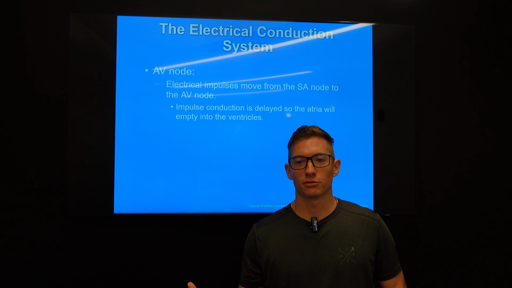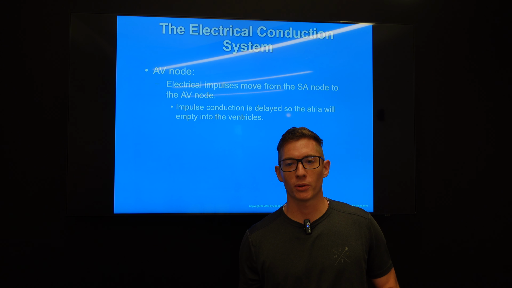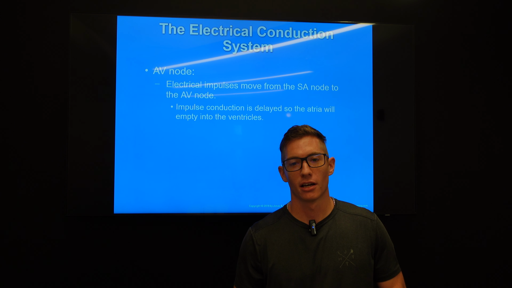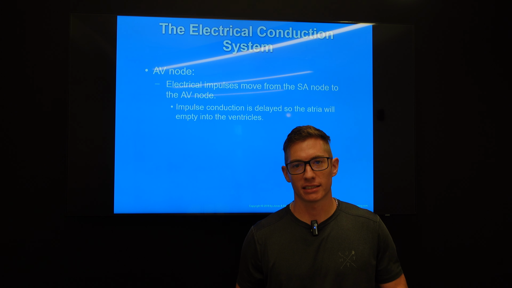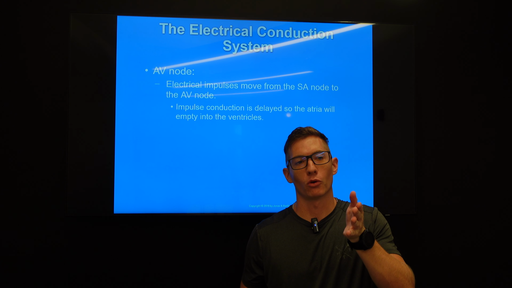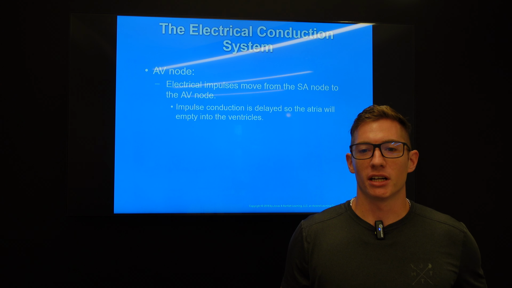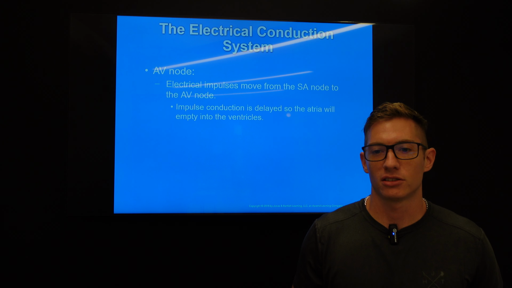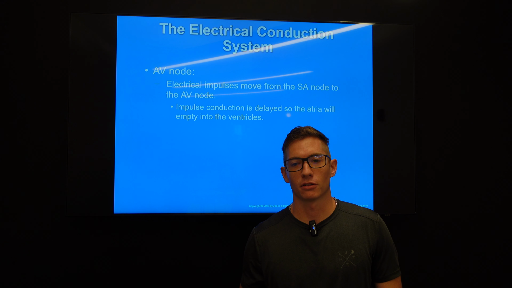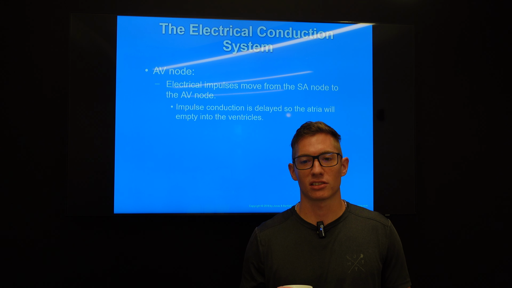It's located on the floor of the right atrium behind the tricuspid valve near the opening of the coronary sinus. Basically, it's in the middle of the heart, not dead center, maybe a little bit up, about 1/3 of the way down the heart. That's where your AV node is. When an impulse from the SA node enters the AV node, it is delayed for about 0.12 seconds before it is relayed to the rest of the conduction system.